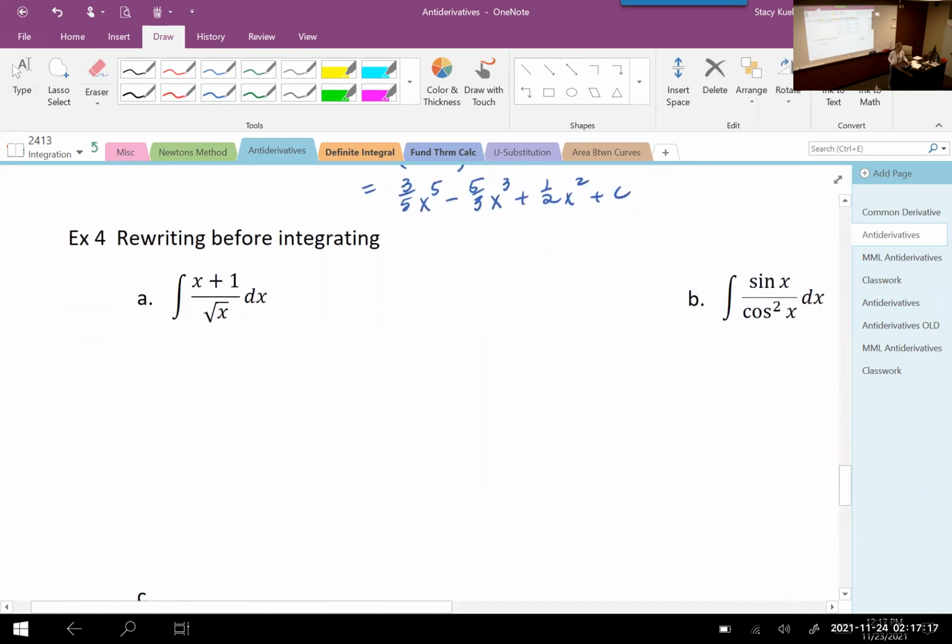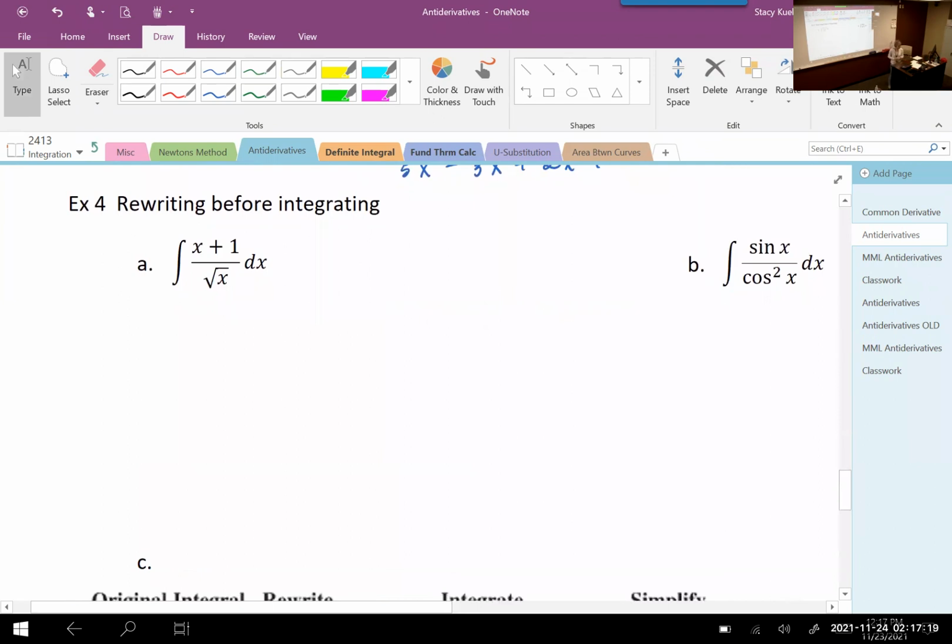All right, let's look at this problem here. I want to take the integral of x plus 1 over the square root of x dx. Now, we have no quotient rule. We don't have a product rule either right now in integration. So instead, we have to apply some different algebra to this particular problem that we have here.